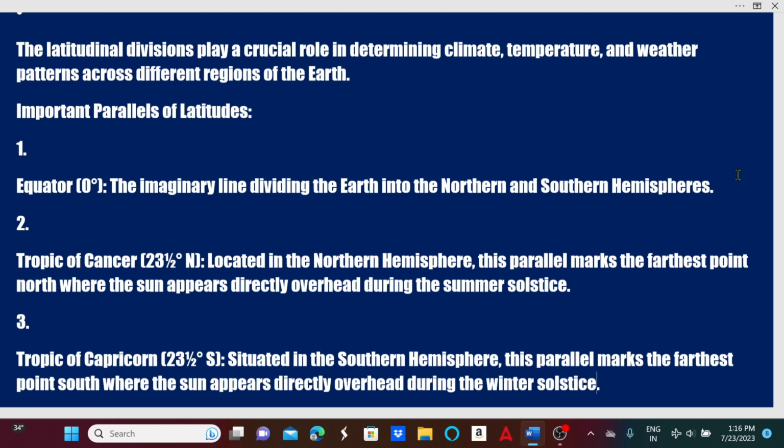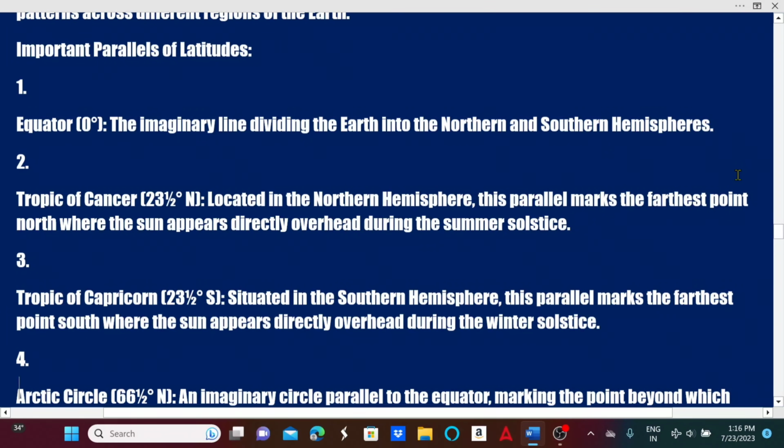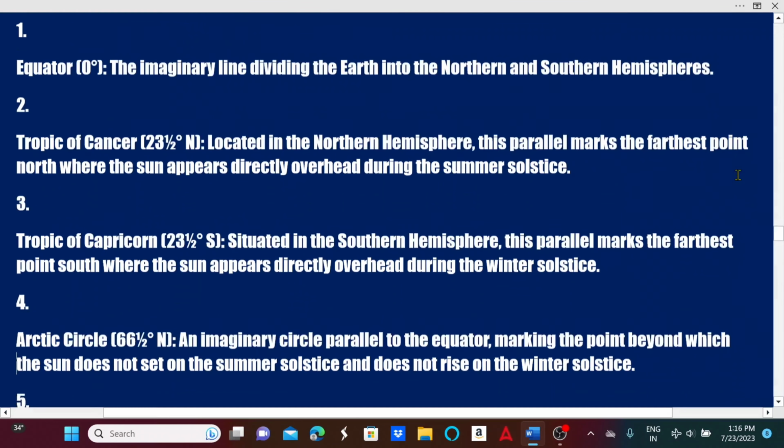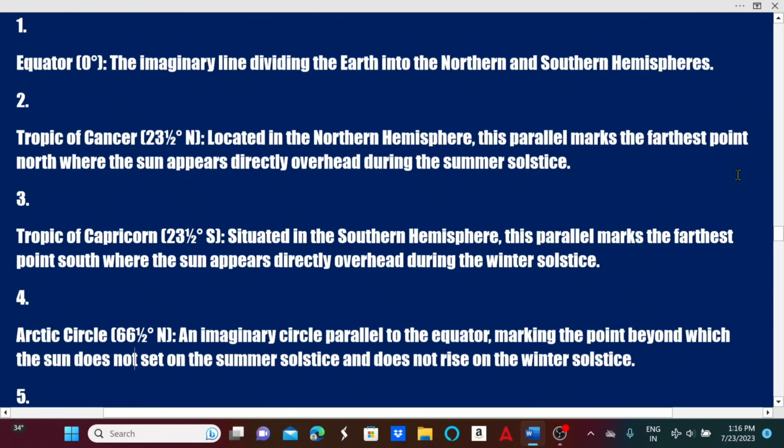Fourth, the Arctic Circle. The next parallel is the Arctic Circle, 66 1/2 degrees N, an imaginary circle parallel to the equator, marking the point beyond which the sun does not set on the summer solstice and does not rise on the winter solstice.